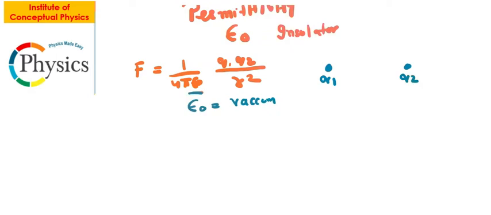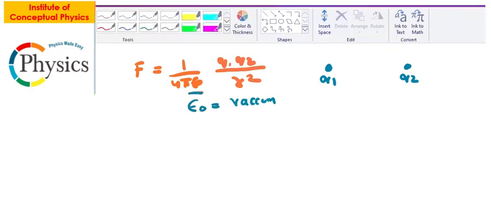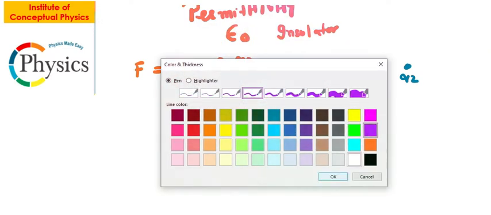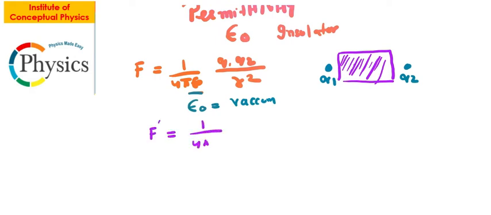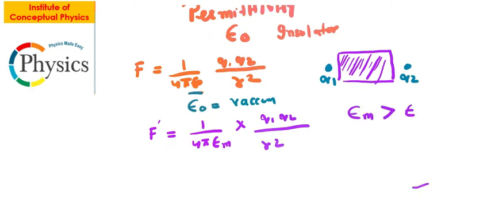Now, if you introduce a dielectric, which is an insulator other than vacuum, for example, you introduce some dielectric between these two, and the medium changes from vacuum. This could be mica, for example, right? The new force of attraction or repulsion will become 1 over 4 pi epsilon medium multiplied by Q1 Q2 upon R square. Okay, and epsilon medium is greater than epsilon naught. So this is some insulator. Okay, and this is vacuum.